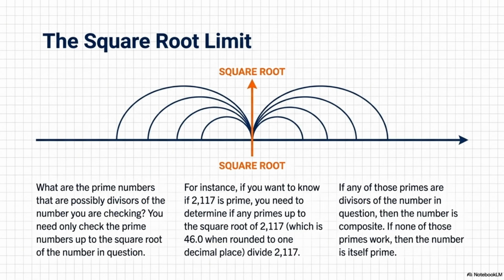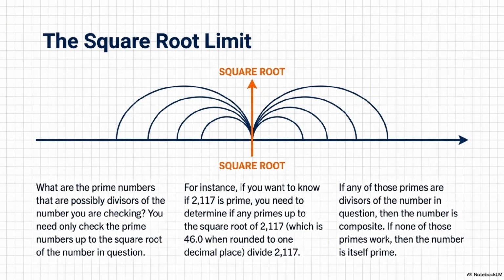Wait, why stop at the square root? You are leaving out a huge chunk of potential divisors. Because factors always, without exception, come in pairs. Let's look at the mechanics of the number 36. The square root of 36 is 6. Okay. Let's list the factor pairs. 1 and 36, 2 and 18, 3 and 12, 4 and 9, and finally the pivot point 6 and 6.